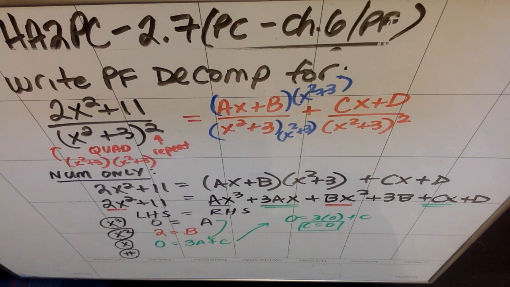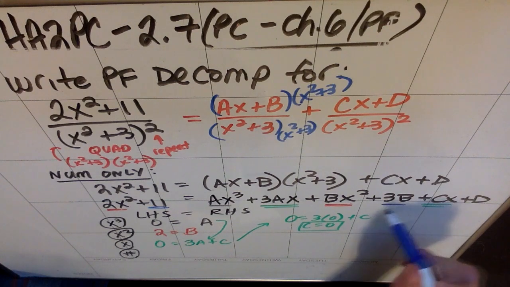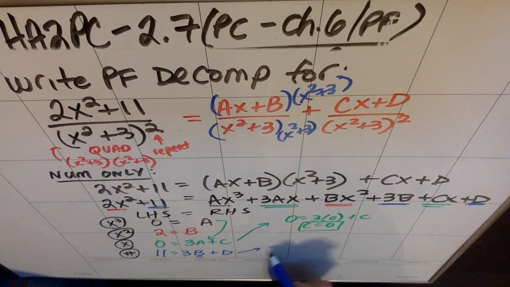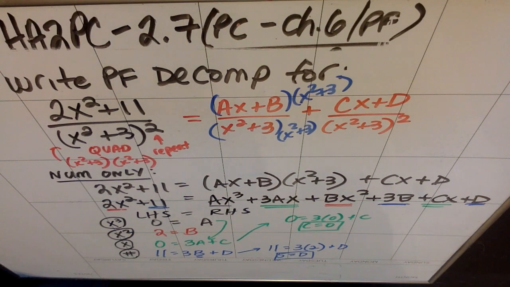And then lastly, I have to find d. Well, 11 has to equal 3b plus d, right? But because I already have b, that's not a big deal. 11 has to be 3 times 2 plus d, so 5 must be my d. So even though it seemed like a lot of work on the front end to FOIL everything out, it was a much easier solution than clever substitution because a lot of things got knocked out.